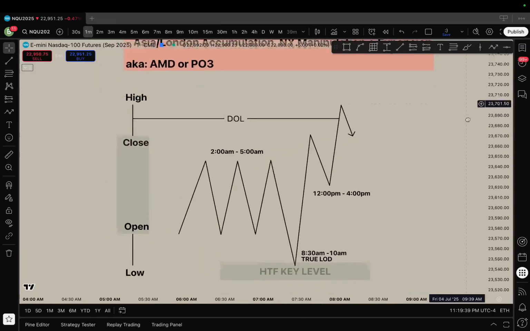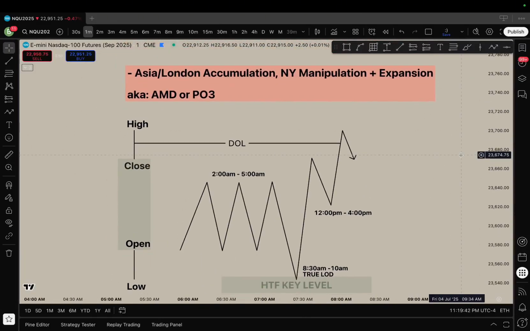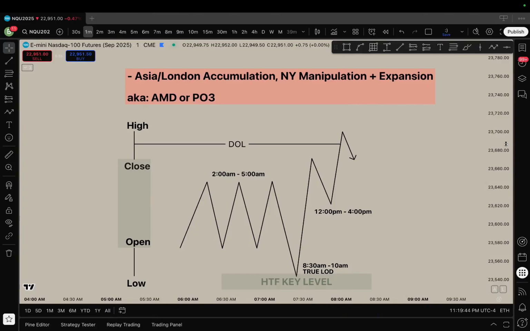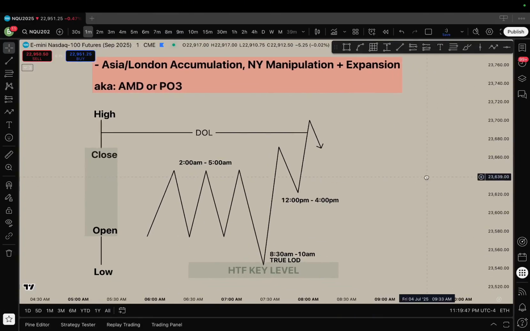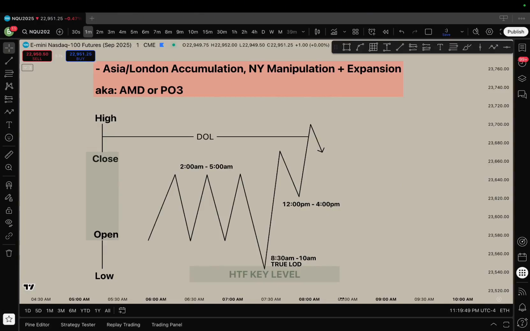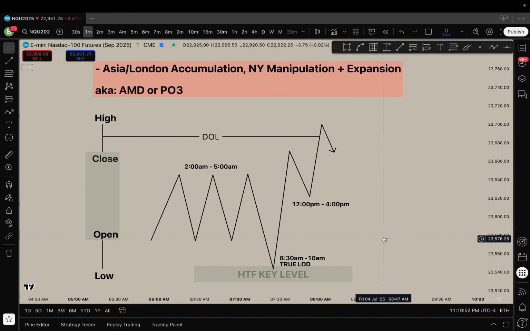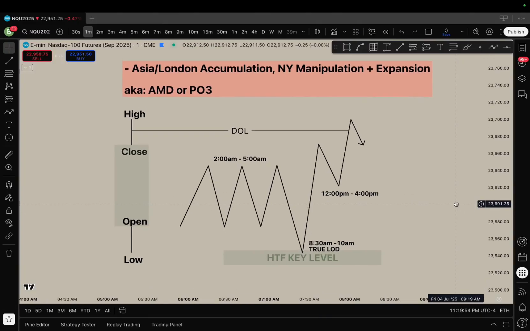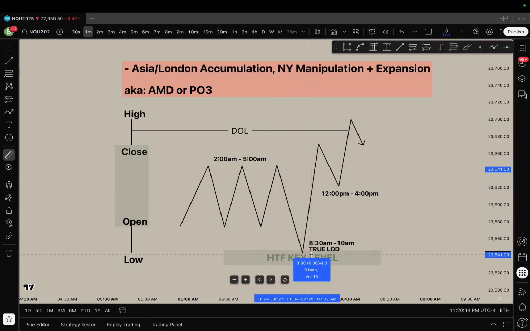But let's get into the final daily profile, which is going to be your Asia accumulation, New York manipulation plus expansion, also known as AMD or power of 3, okay? So this is going to be from 2 o'clock to 5 o'clock, or all of Asia session and London session. You will see price accumulate, okay? And then from 8:30, this happens a lot of the times on high impact news days. The overnight session will be very choppy, so you should wait for that high impact news to drop. Once that high impact news drops, right, we'll have a true low of day get formed.